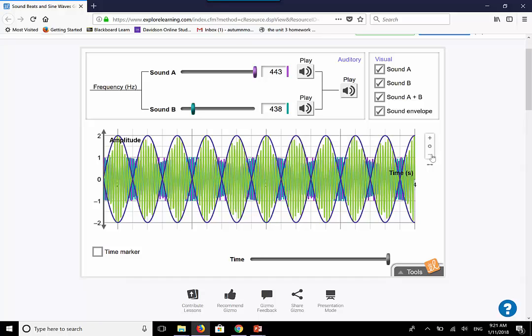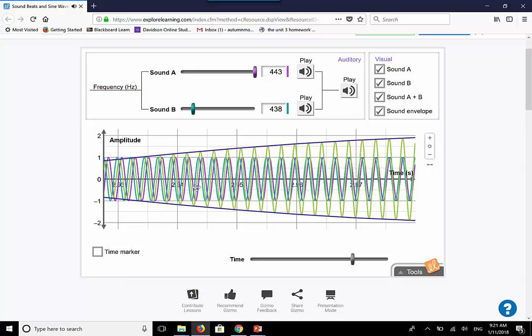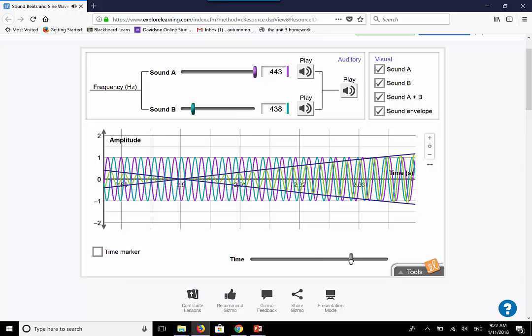Because the beat frequency is larger now, it's 443 minus 438, or it's 5 hertz as opposed to being the 1 hertz before. So again, you have an envelope wave on the outside of the blue, and then you can see that as they get farther and farther out of phase, the envelope wave gets smaller and smaller until you get to the point where there is no envelope wave, its amplitude is 0, and then it grows bigger again. I will throw that gizmo into the class so you can play with it some more.